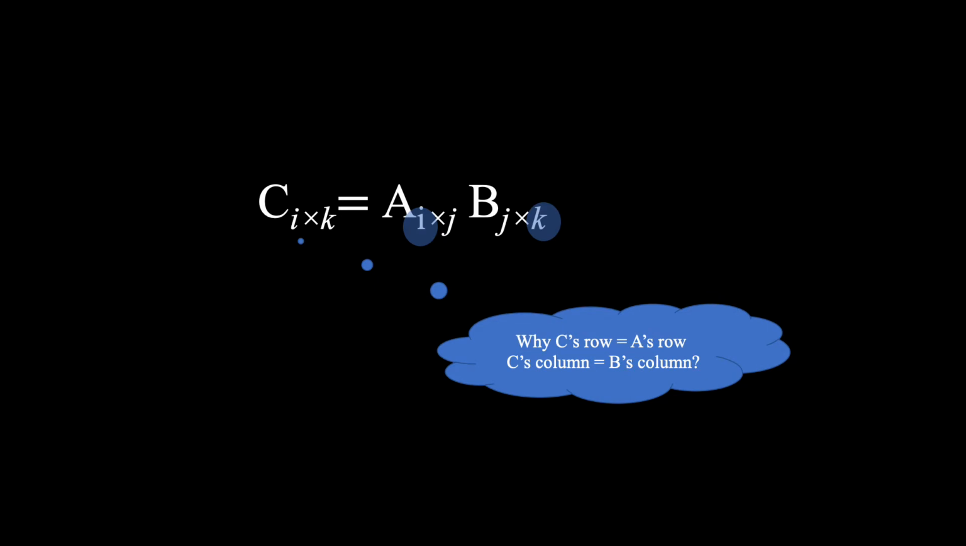Furthermore, we concluded that the result matrix C of A times B has the same row number as A and the same column number as B. You may ask why here as well. So, why do we need matrices multiplication? And why does it have those three characteristics? Today's video aims to help you find out the answers to these questions.